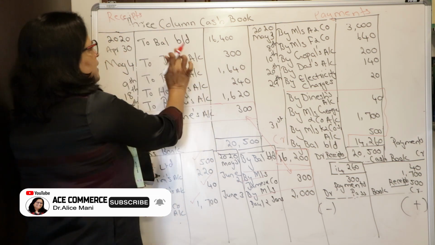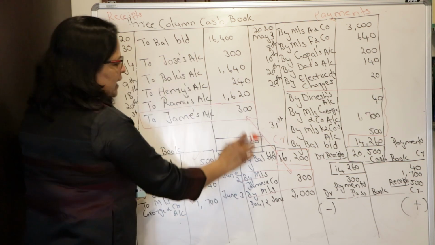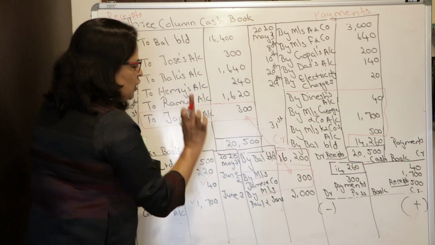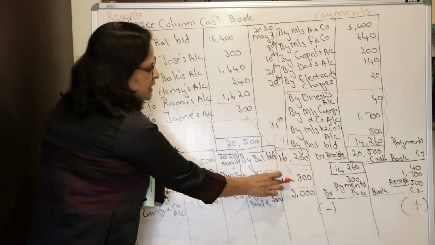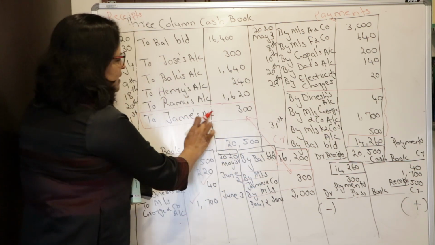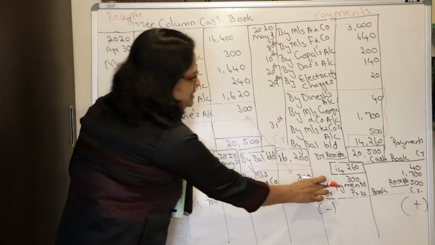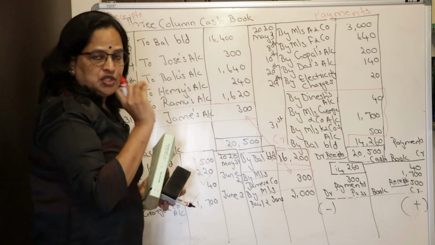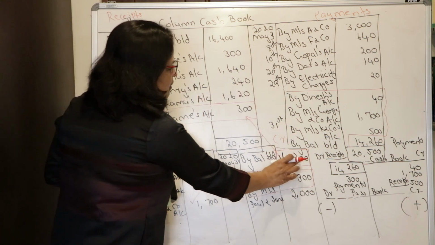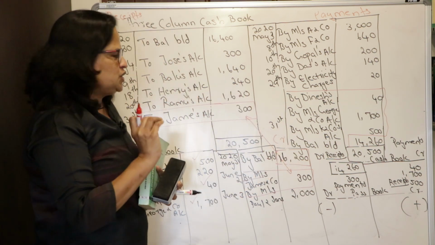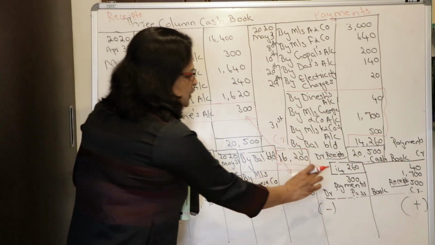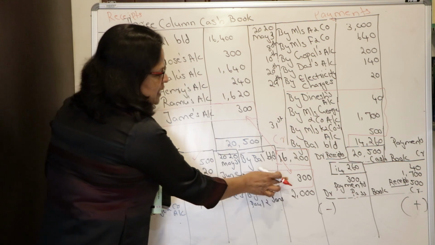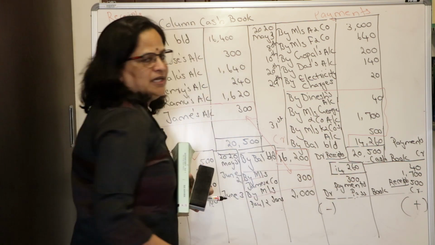We are comparing the receipt side of the cash book with the receipt side of the passbook. Only one entry is common, that is 300, James account 300. We are starting with the cash book balance and we are arriving at the passbook balance. That is what we are going to do. So we have started with 14,260. Now this 300 is common, so we are writing 300 here.